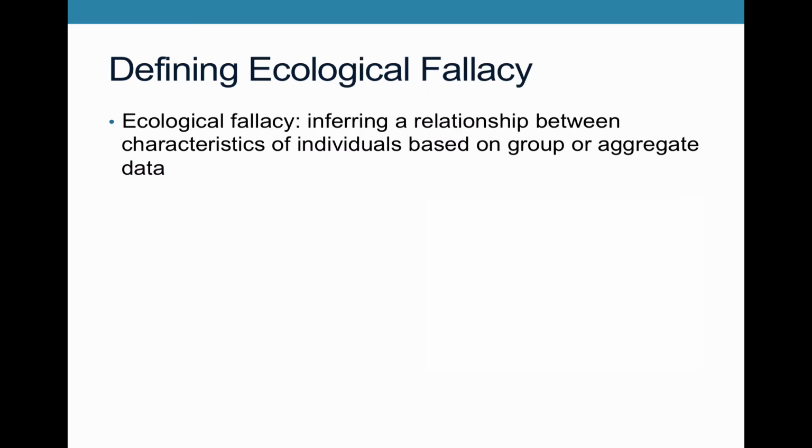The reason why this is so important is because you can have something that's called the ecological fallacy in your research if you don't carefully define your unit of analysis. An ecological fallacy is when you infer a relationship between characteristics of individuals based on a group or aggregate data. So what does that mean? It means that you are making false conclusions based on your data.